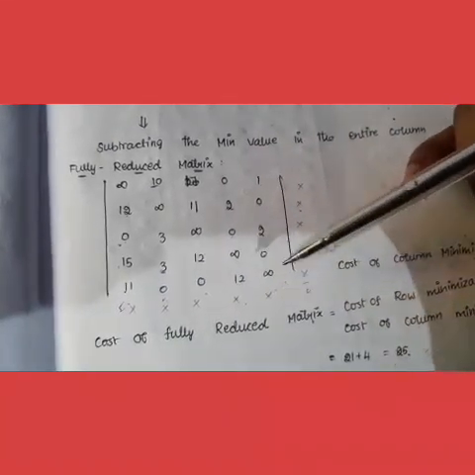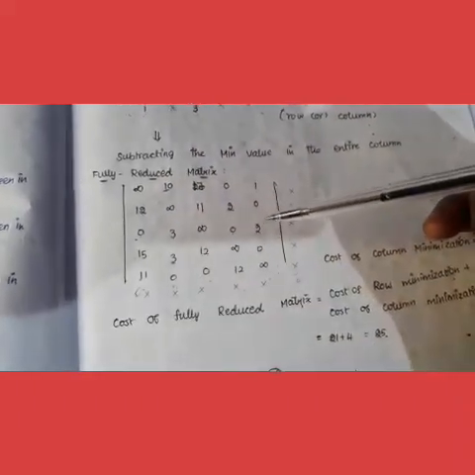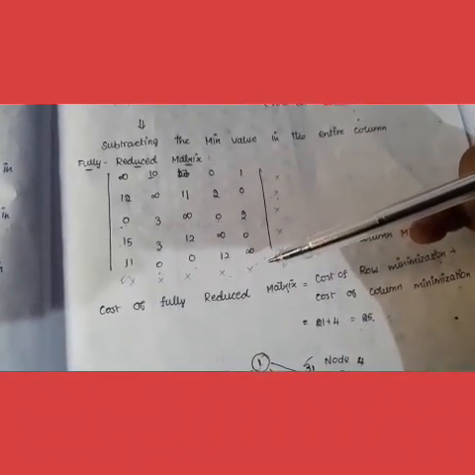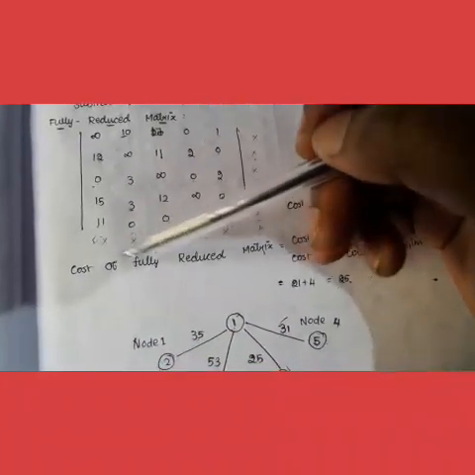So at last the column minimization also will be 0. So this is said to be the fully reduced matrix. The fully reduced matrix is obtained when the row minimization and column minimization are 0, that is, we can't proceed further. So what you should do now is find the cost of the fully reduced matrix, that is the cost of row minimization plus cost of column minimization.